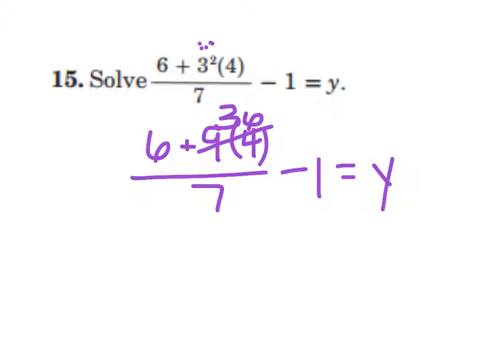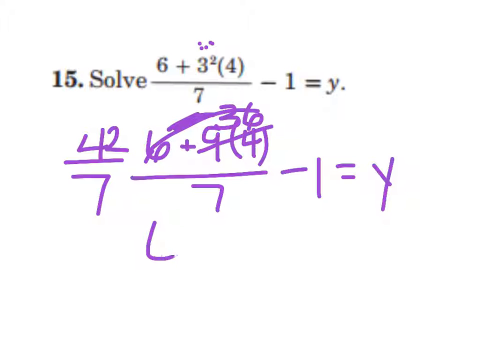To make that 36 plus the 6. So that's going to be 42. 42, and I still have it over 7. So I added those together, 42 over 7. That is 6. I still have the minus 1. The answer should be 5.